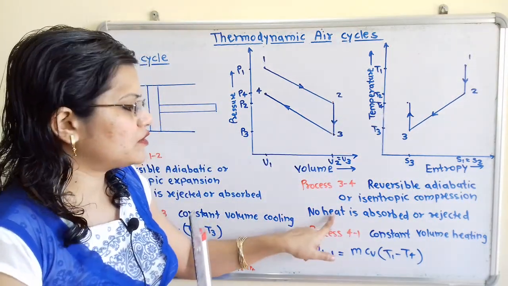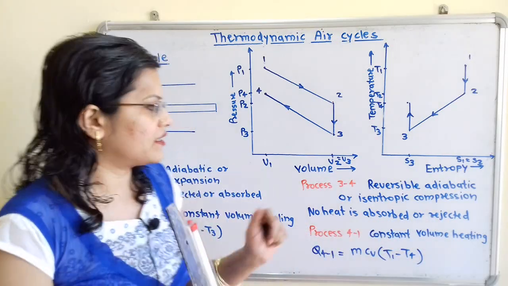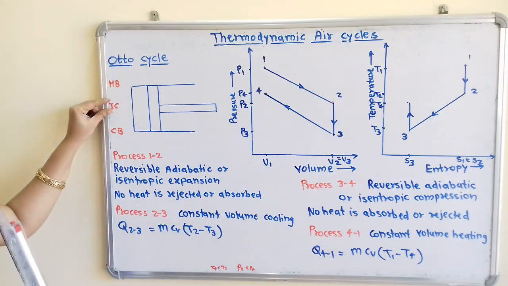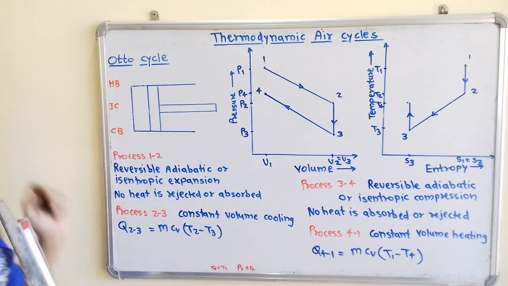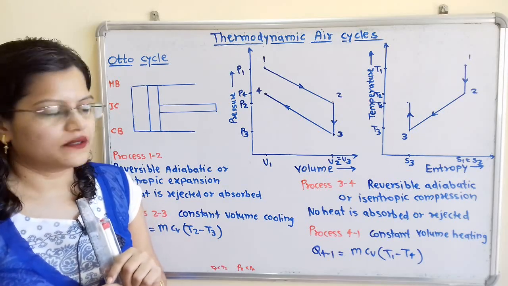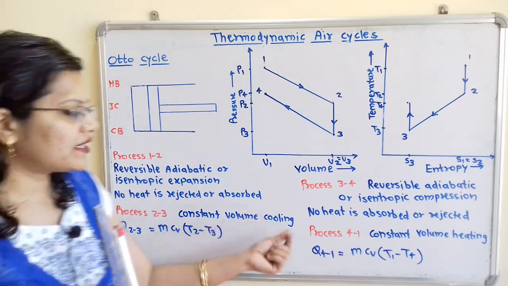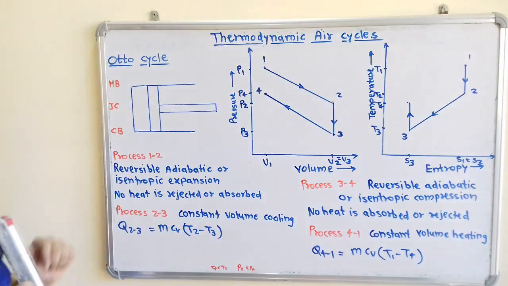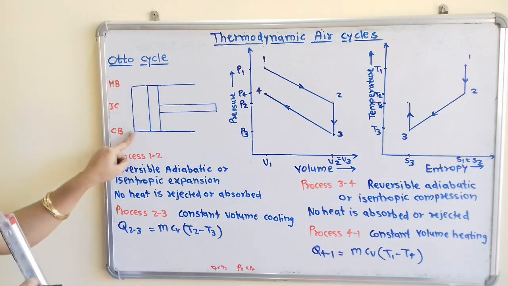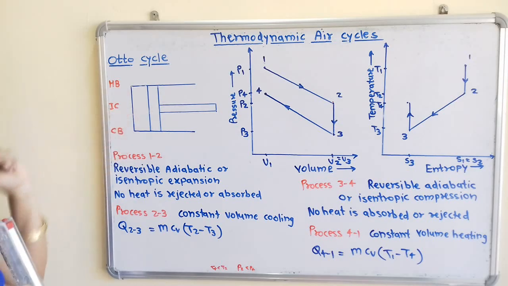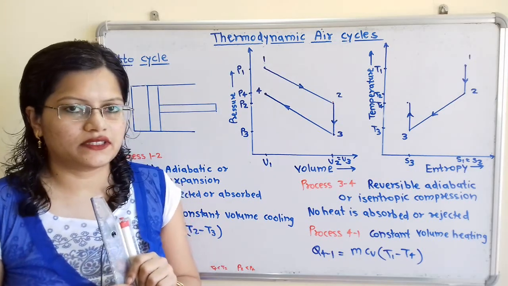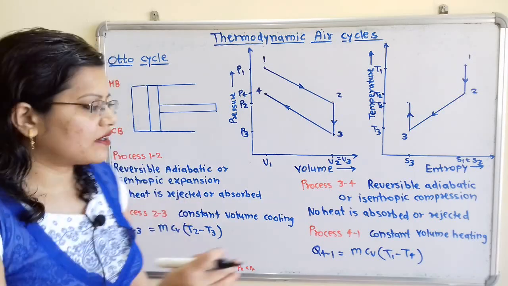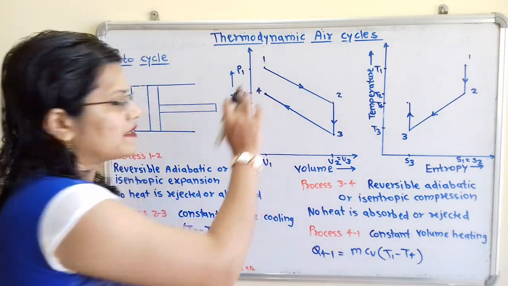In this process no heat is absorbed or rejected, because if we observe this isentropic compression process, again the insulated cap is brought in contact with the bottom of the cylinder. Now we will move to the next process, that is constant volume heating. For this process a hot body is brought in contact at the bottom of the cylinder and the heating process is taking place. Here the condition is that volume should remain constant.